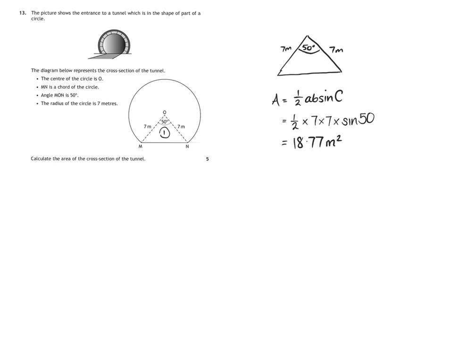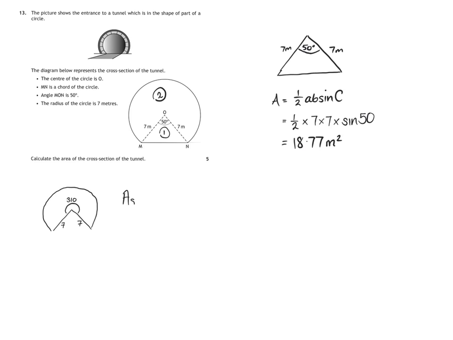We need to find now the second part, the second area here. If we draw that out separately as well, we have a sector where that is 7 meters, that is 7 meters, but this angle in here now has to be 310 because it's got to add up to 360.